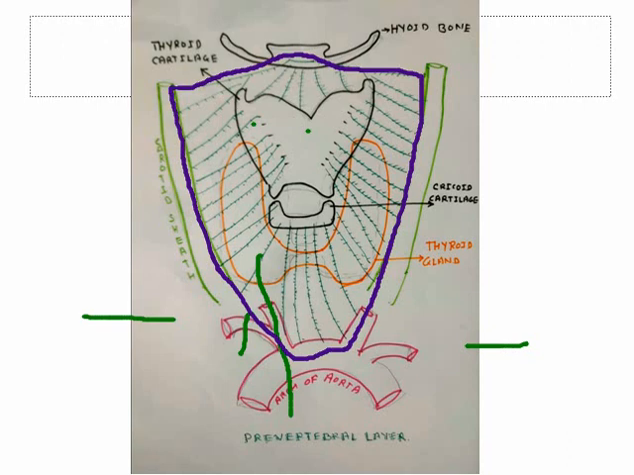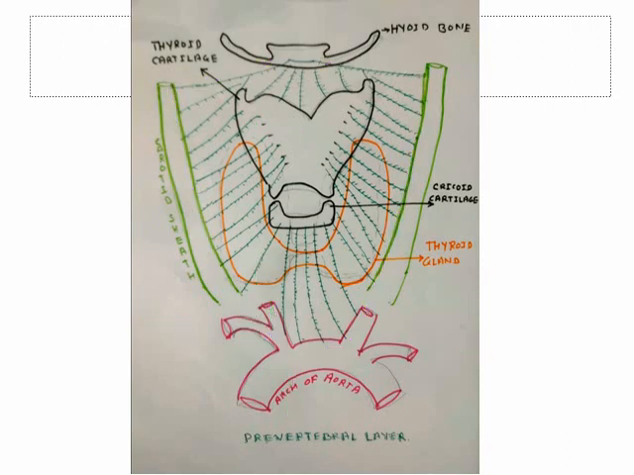Now this pretracheal layer, you have got the idea. We will now remove this outline. So this is the pretracheal layer, which is shown by these green dotted lines. This pretracheal layer is present in front of the trachea. So this is a front view in the midline of the neck. This is the hyoid bone in the upper part. This is the thyroid cartilage. This is the cricoid cartilage, and this pink color is the thyroid gland. So here is the thyroid gland, and this is the arch of the aorta.